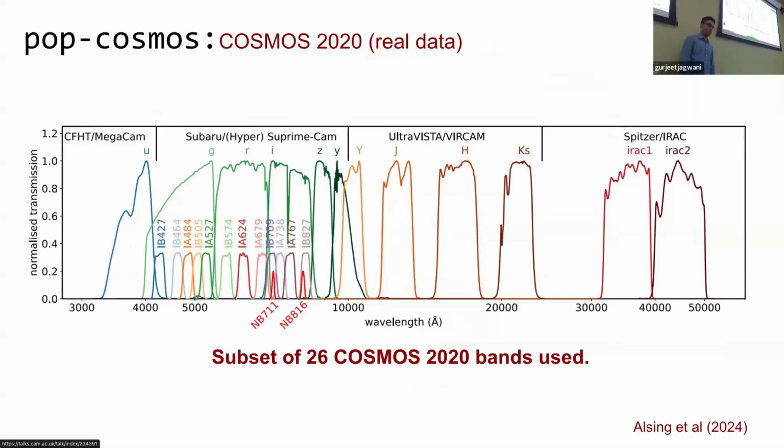So what kind of real data do we calibrate our population model on? We calibrated on the COSMOS 2020 catalog, which has 26 different photometric bands, wavelengths, and observed around 400,000 galaxies. And we take those 400,000 galaxies, observed in these 26 bands, and we calibrate our model based on that.